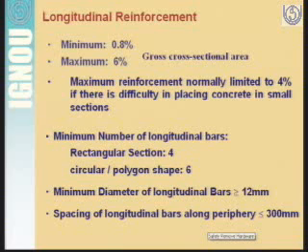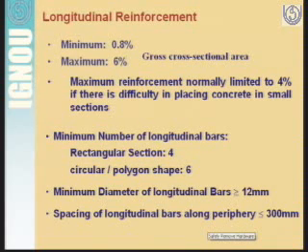Now, the code also specifies the minimum number of longitudinal bars. In a rectangular section, the minimum number of bars should be 4, means at least a bar in every corner of the rectangular section. Whereas for circular and polygon shape columns, the minimum number of bars defined by the code is 6.